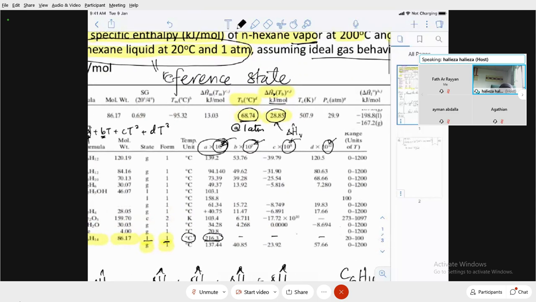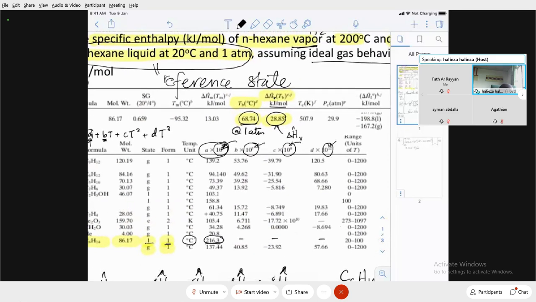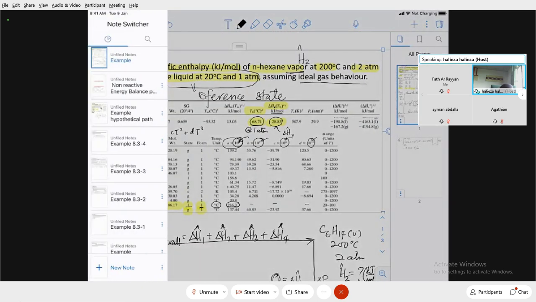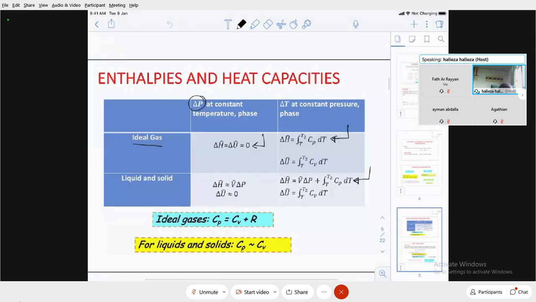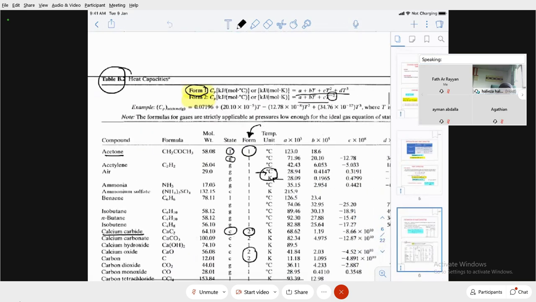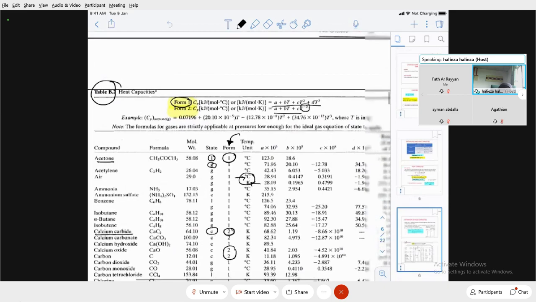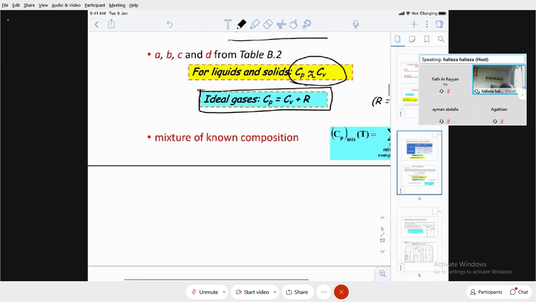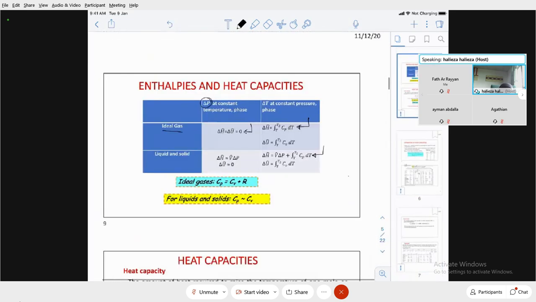Oh dear, I need to go back. Not this table. I need to go back to our notes. Yeah, this is the one that I need. This is the unit of your Cp: kilojoules per mole per degree C. So if you already multiply, do the integration, your final unit will be kilojoules per mole. So let's go back to my table in case I need it later on, back to that example.